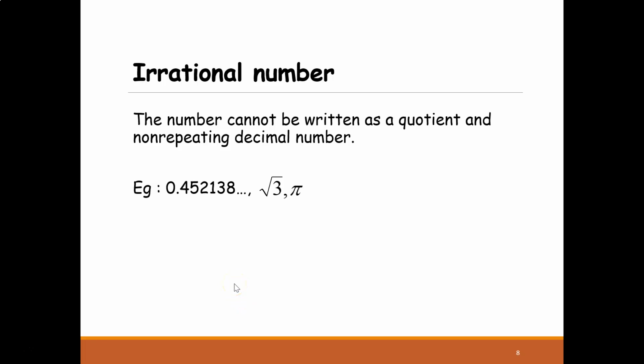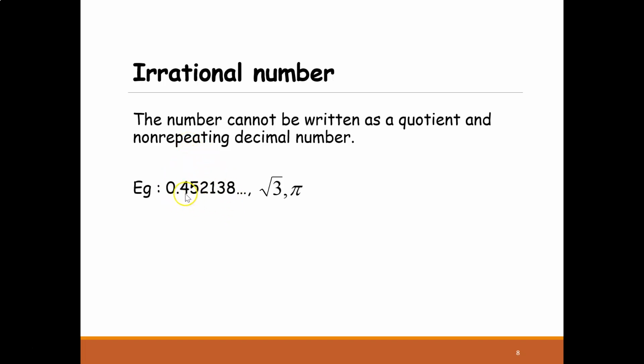And then like I mentioned previously, when you have rational numbers, you will also have irrational numbers. Nombor tidak rational. What does it mean by irrational numbers? It is a number that cannot be written as a quotient and non-repeating decimal numbers. The main highlight is that it cannot be written as quotient. Tidak boleh ditulis dalam bentuk pecahan dan tidak boleh ditulis dalam bentuk nombor perpuluhan yang berulang. Non-repeating. Maksudnya tidak berulang.